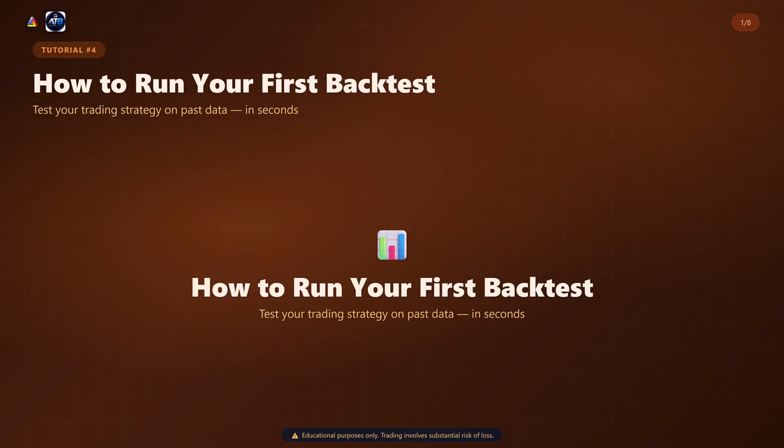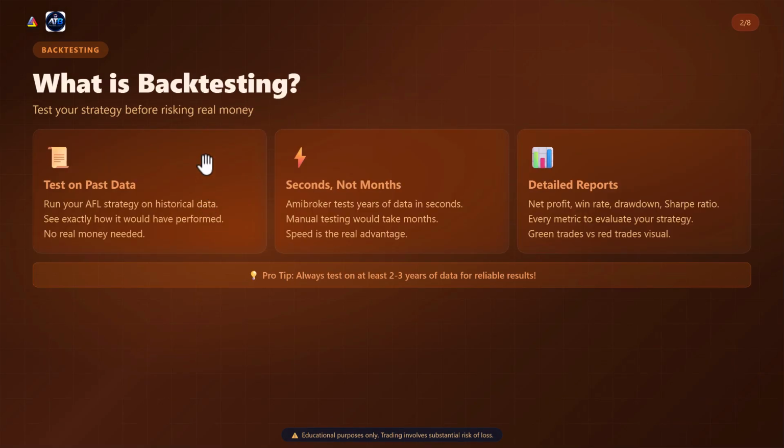Let's start. Now, what exactly is backtesting? Basically, you take your strategy and apply it on historical price data. For example, you think buy when price goes up and sell when it goes down. But does it really work? Amibroker will run that logic on the last 3 years of data. It will tell you, like, boss, you made 20% profit, but your drawdown was 40%.